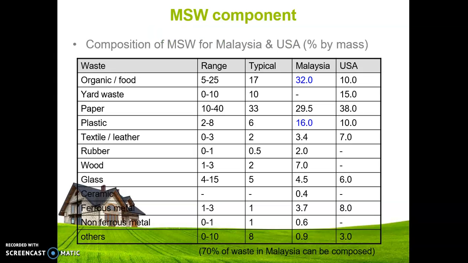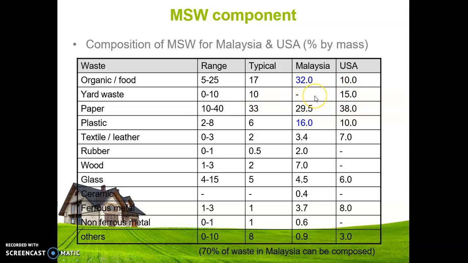Okay, so this is the composition of MSW in Malaysia and in the US. You can see there are some differences. If you look here, food waste in the US is 10%, but in Malaysia it's 32%. So we produce a lot of food waste in Malaysia. You also realize that, right? And then we don't have yard waste.